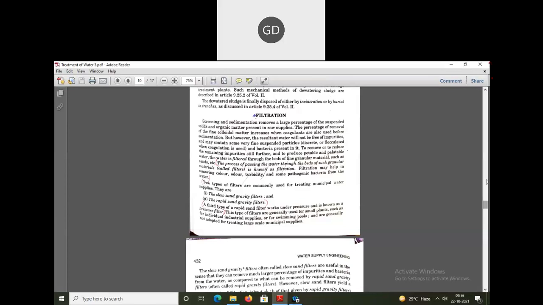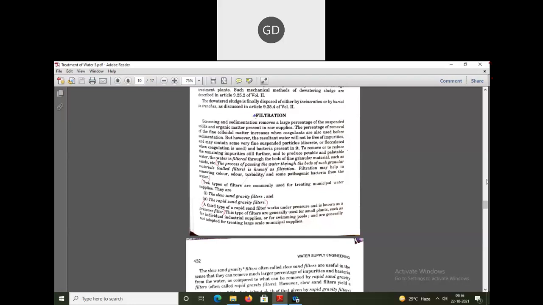Again, the resultant water, after all the treatments have been given, will not be free from impurities, and it may contain very fine suspended particles. Even after the coagulation treatment, the water will contain very fine suspended particles, and bacteria are present in the water.